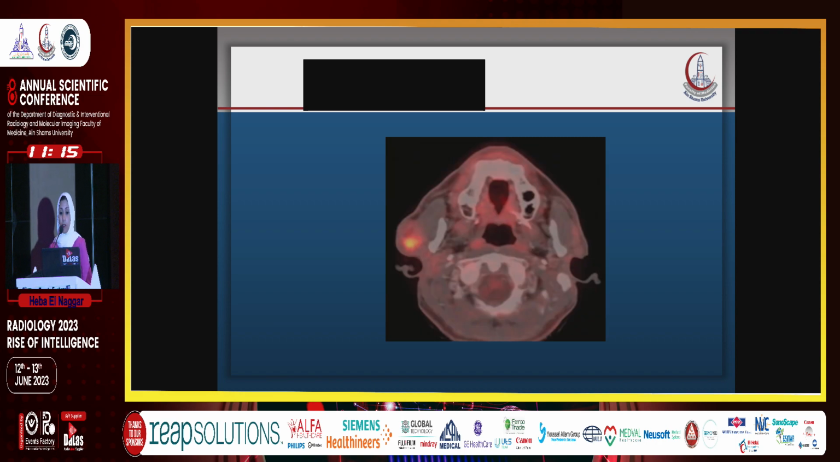We'll proceed to the second case, and you can see there is a right parotid swelling with FDG avidity. Remember that an FDG avid lesion is not always neoplastic or malignant, because this lesion was proved histopathologically to be a pleomorphic adenoma.